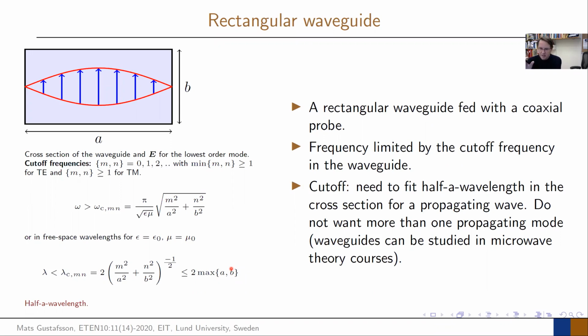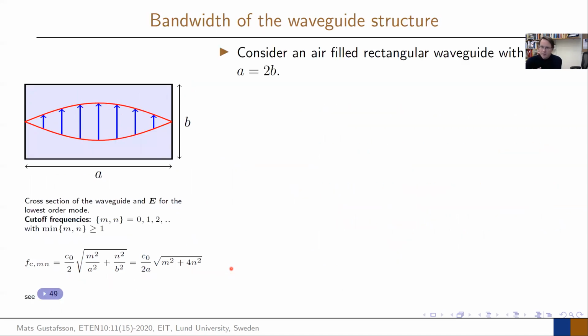And that is deciding the bandwidth of this structure. In what frequency range can we actually use this antenna? That comes from those dimensions. So if we consider, in the simplest case here, a rectangular waveguide again, and now we say that A is 2B. So it's double the width to the height here. It's a fairly typical dimension.